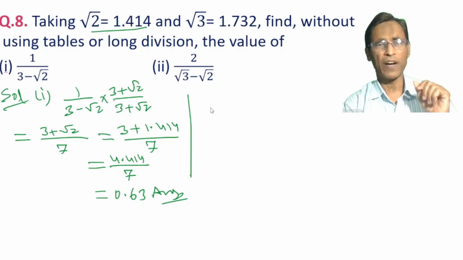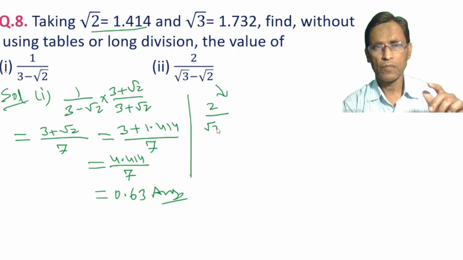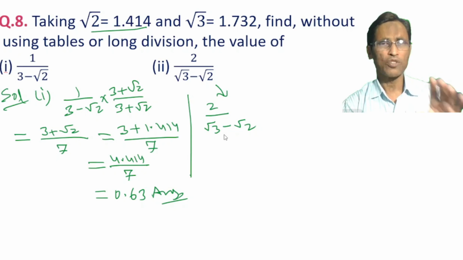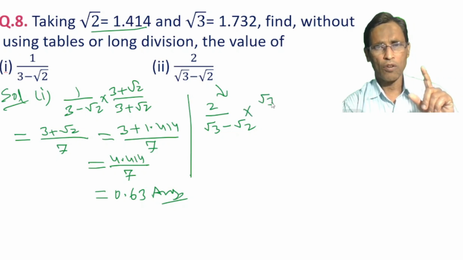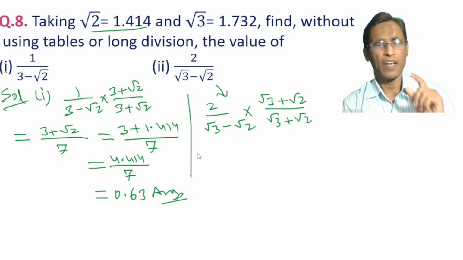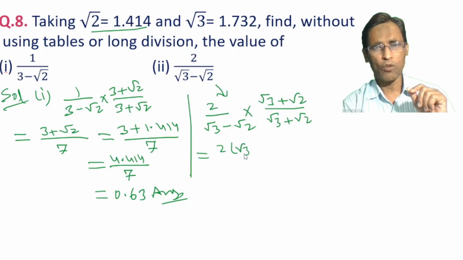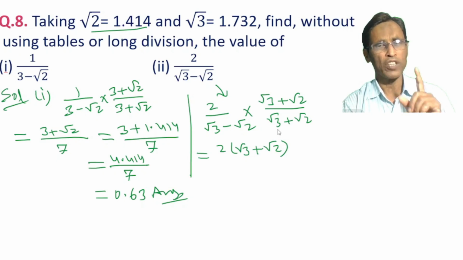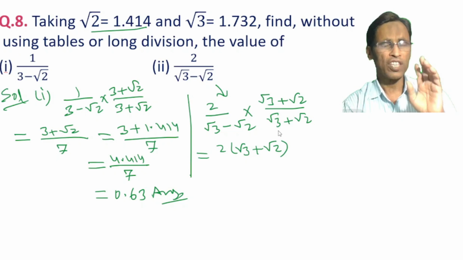Now we come to the second part. 2 by (√3 − √2). Clearly its denominator is irrational, so its rationalization will be as earlier, by multiplying with (√3 + √2) by (√3 + √2). And then in the next step, the numerator comes 2 times (√3 + √2), and the denominator will come (√3 − √2)(√3 + √2), meaning (√3)² − (√2)², and that is 3 − 2.